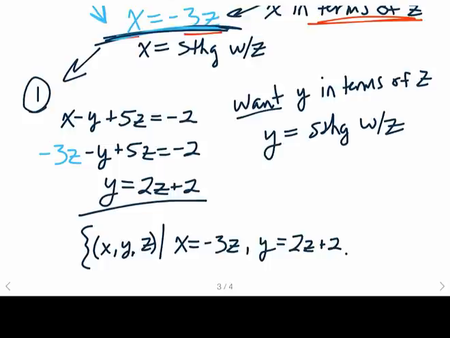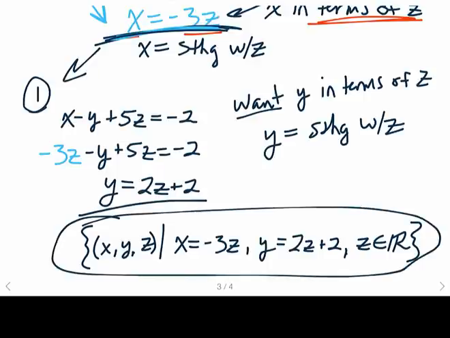What about z? What is z? Well, check it out. z can be any real number, right? So I'm using a symbol that says z is in the set of real numbers. And this is actually a perfectly valid way to write it down. You see, you're telling me what x is. It depends on z. You're telling me what y is. It depends on z. And you're telling me about z. It's any real number. That works.